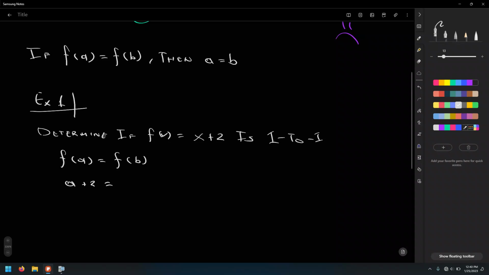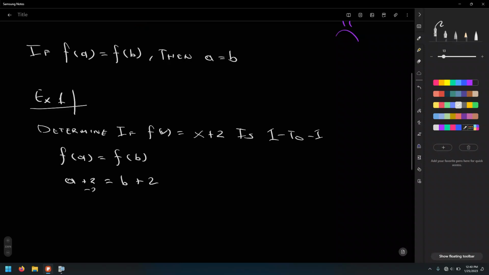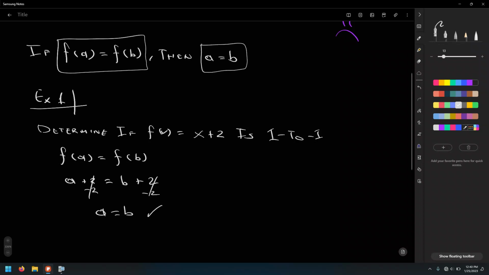On the right-hand side, we need to do the exact same thing on the function, but in this case we are going to evaluate at b. What's going to happen? Well, check this out. Notice how if I subtract the 2 on both sides, they both cancel, and a equals b, which is what we wanted to show, because if f of a equals f of b, then it has to be true that a equals b.